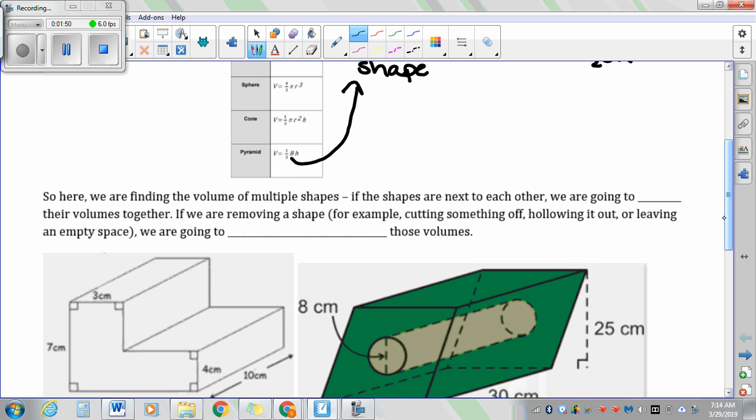So here we're finding the volume of multiple shapes. If the shapes are next to each other, we are going to add their volumes together. If we are removing a shape, so if two shapes overlap, or if we're cutting something off, hollowing it out, or leaving an empty space inside it, we are going to subtract those volumes from each other.